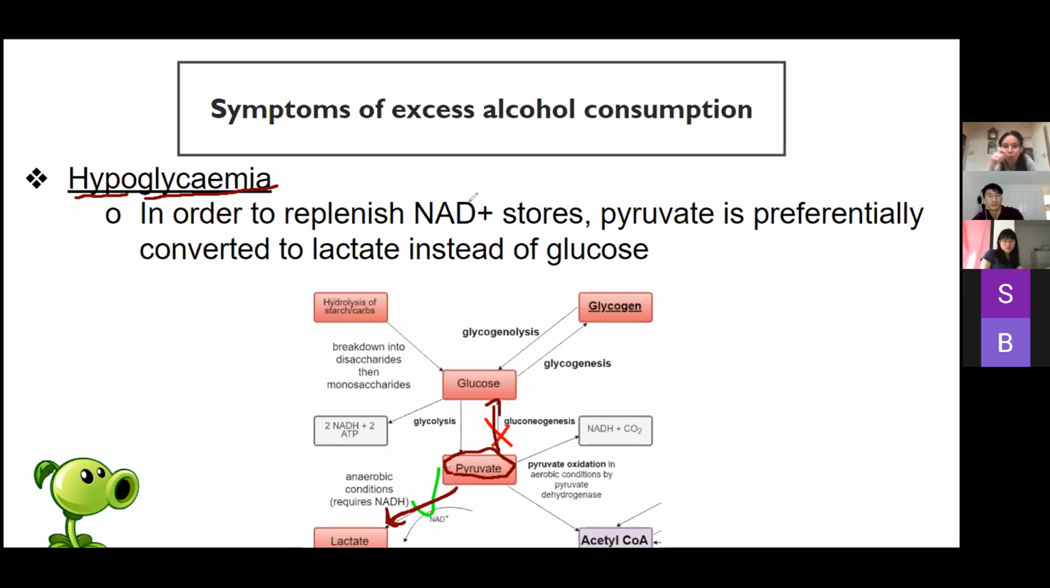So there's not going to be much glucose in our bloodstream, and that might give rise to a whole host of other complications that you might not go through in that much detail. You just need to remember that alcohol consumption leads to low blood glucose levels.